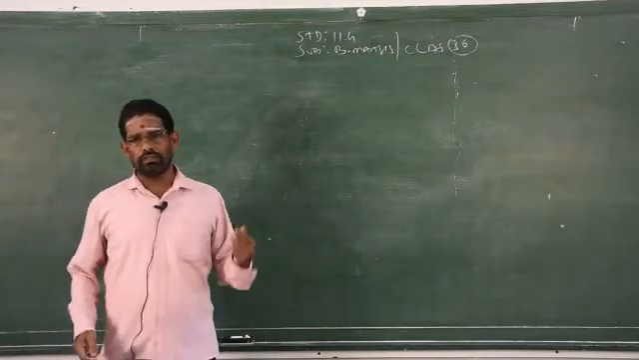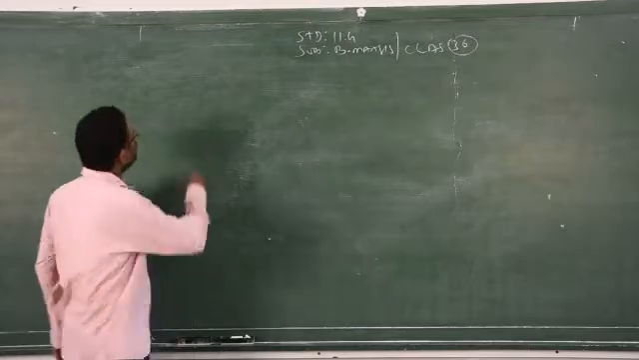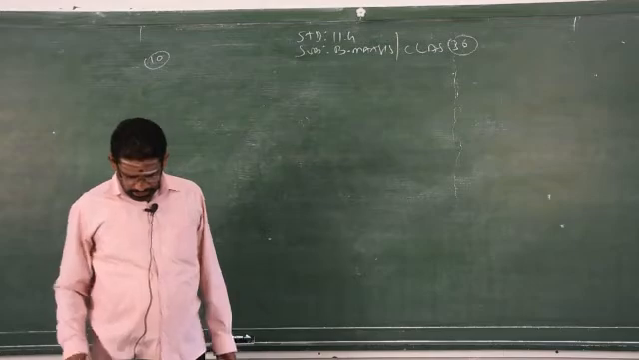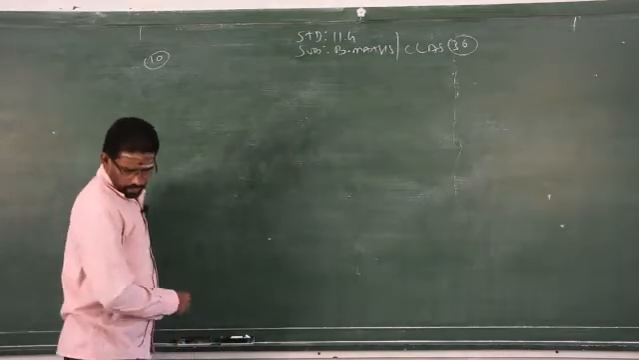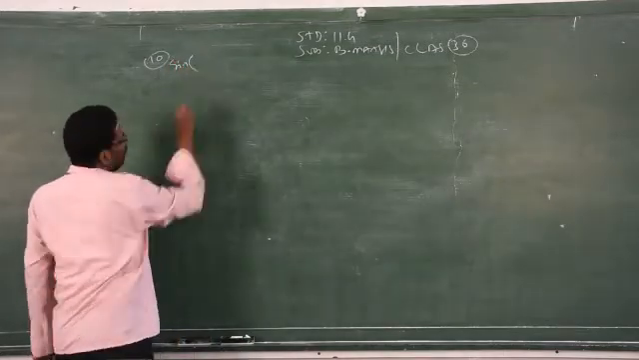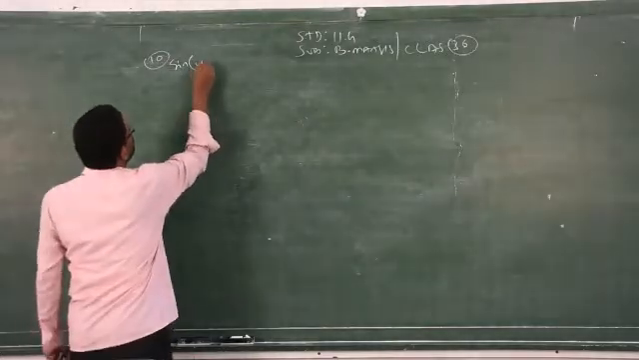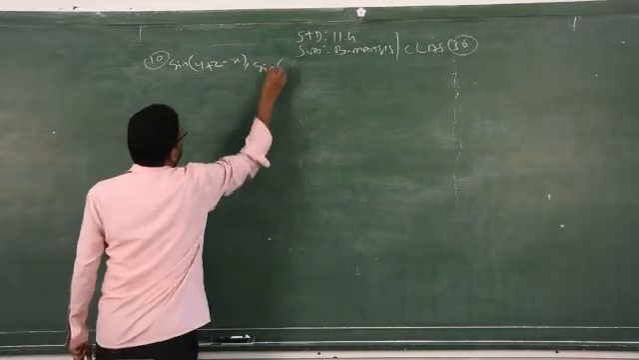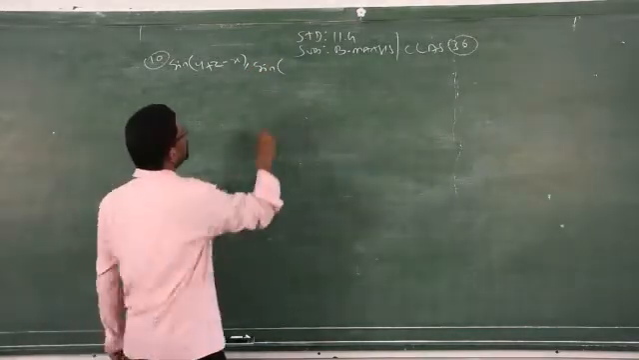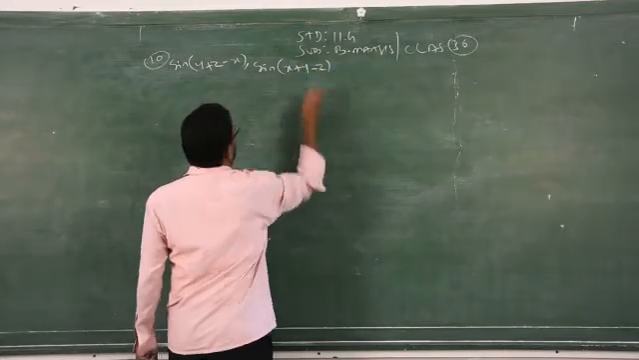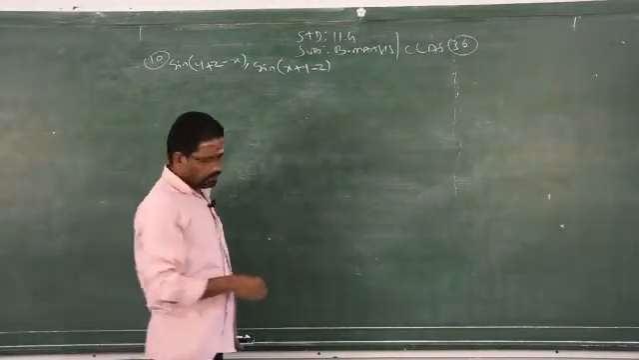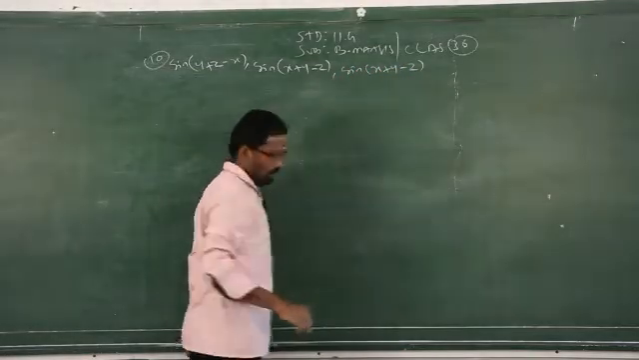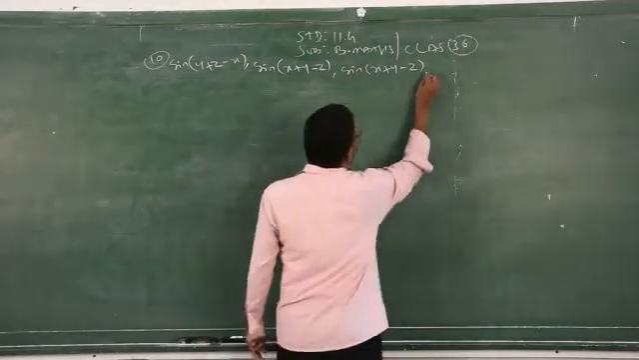rectify your mistakes. Clear? So now sum number 10, it will be a little bigger, a longer one. It is sin (y plus z minus x), sin (z plus x minus y), sin (x plus y minus z) are in AP.